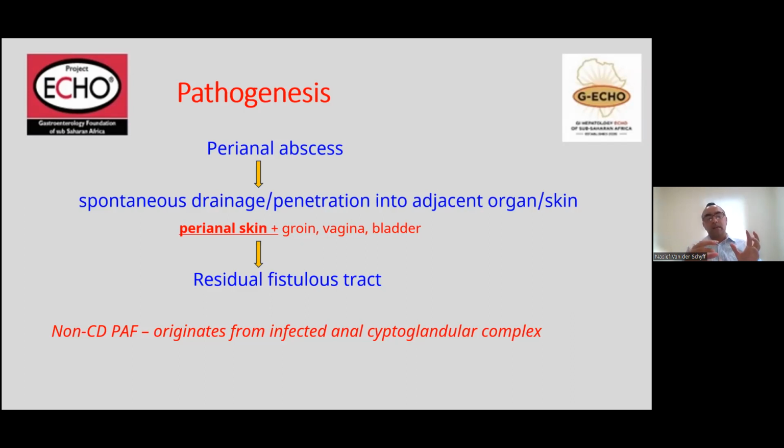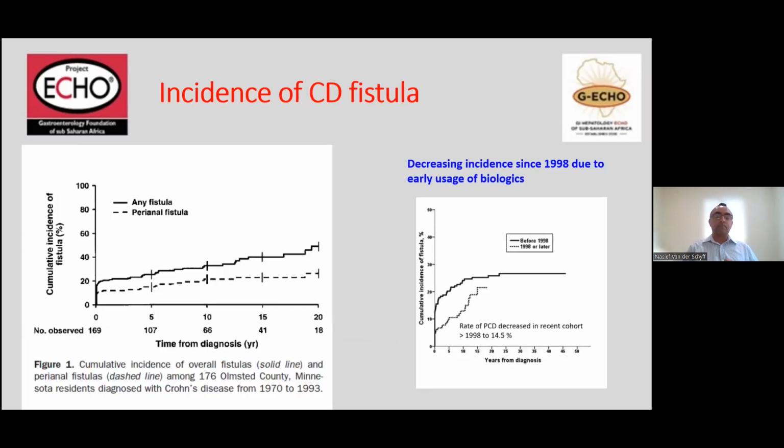Once this abscess is resolved, we are left with a residual fistula tract, and these diseased fistula tracts place the patient at risk of recurrent peri-anal abscess. It's important to note that in patients who do not have Crohn's disease, fistulas tend to originate from the infected anal cryptoglandular complex, which is a slightly different area within the rectum.